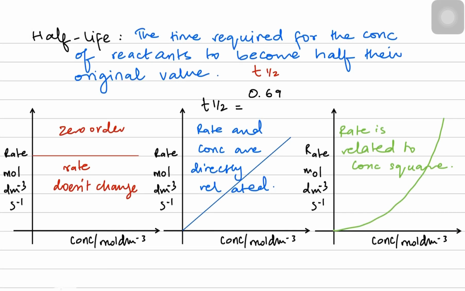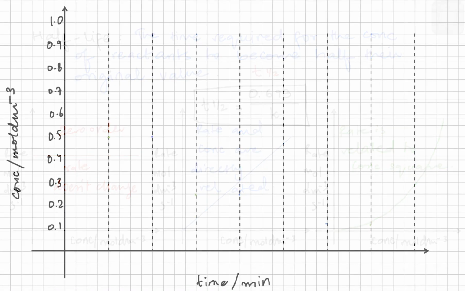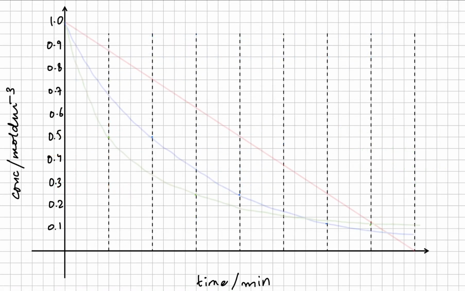For first order reaction, you can have this simple formula where half-life is equal to 0.693 divided by the rate constant K. So keep that in mind that it applies to first order.